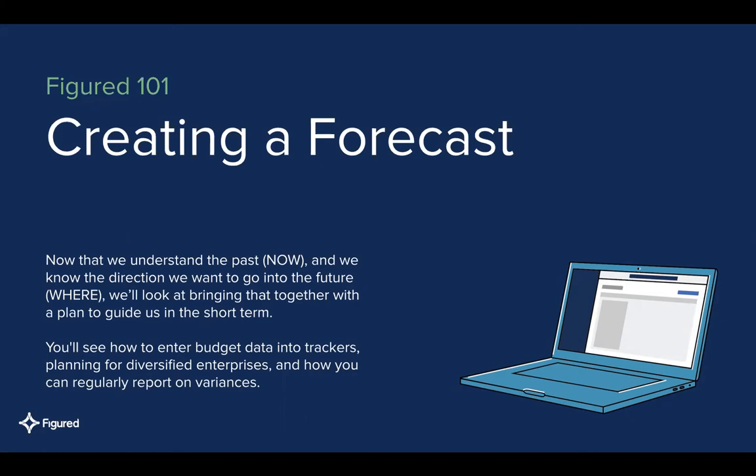We've already gone through building out what happens in the past, which is understanding our now. We now know how we can look at the direction for the future of the farm, the where, and that was with scenarios, which was last week's webinar. And this week we're going to be looking at how we bring all of that together by building out a short-term plan. Today, you're going to be seeing how we build out budget data into trackers, how we can plan for your diversified enterprises, and how you can regularly use that to report on variances.